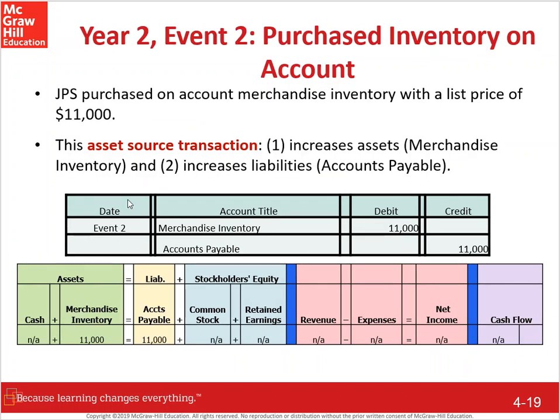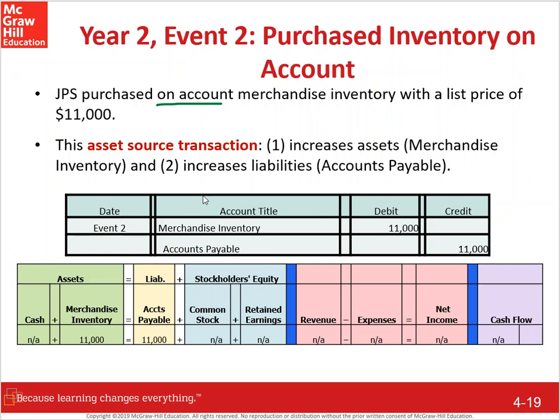Then event two, JPS purchased on account merchandise inventory with a list price of $11,000. What does on account mean here? It means that we're buying something, but we're going to pay for it later. So we owe money to someone, our vendor, and that's called accounts payable, right? Every time we see on account, we have to decide, is it accounts payable or accounts receivable? So in this case, we owe money to our vendor, so that's a liability called accounts payable.